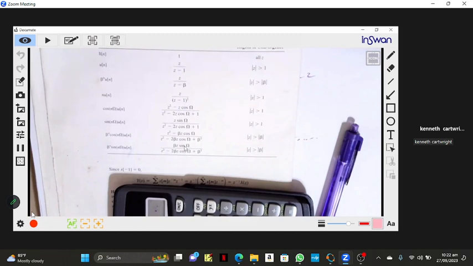You must learn these transforms because we will be using them all the time. By the midterm? Yes. By next class.